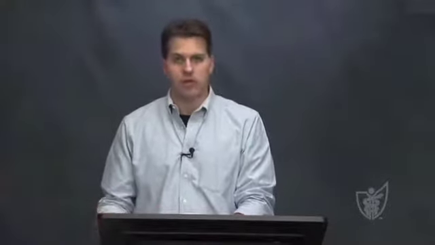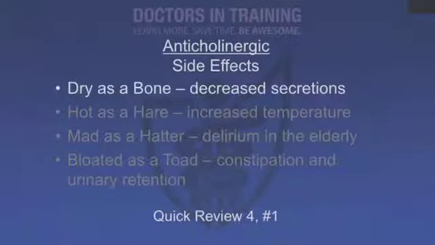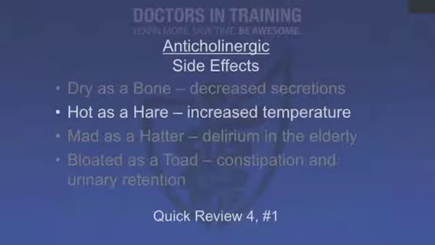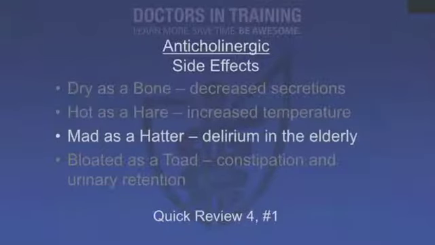What is antimuscarinic side effects? Antimuscarinic side effects is anticholinergic side effects. And you might remember these as side effects like dry as a bone. You have decreased secretions, which is good in the treatment of allergic rhinitis, right? Hot as a hare, you can have increased temperature. Mad as a hatter. An elderly patient, if you give them a first generation antihistamine, because of the anticholinergic side effect, you might put them into delirium. Your first generation antihistamines are a common cause of delirium in elderly or demented patients.